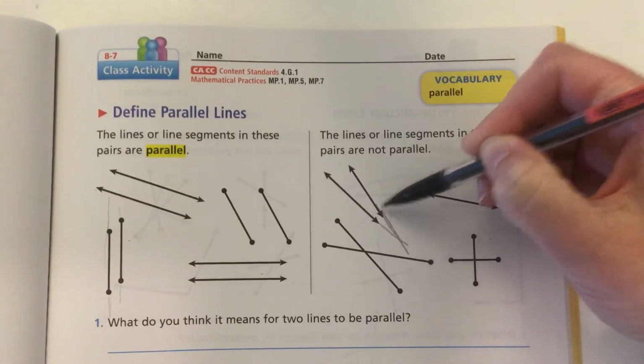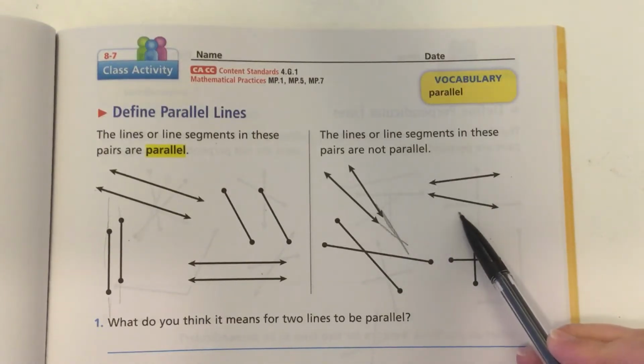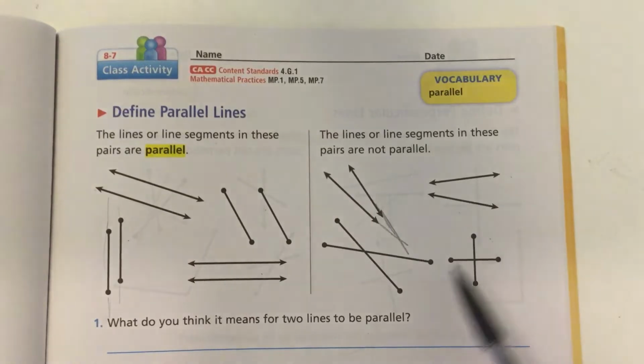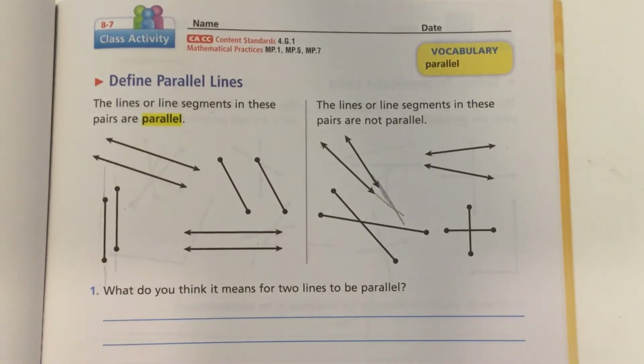We call that intersecting. And so even though they're not touching, they're still not parallel because they would touch at a certain point. So in order for two lines to be parallel, it means that if you kept going with them, they would never touch.